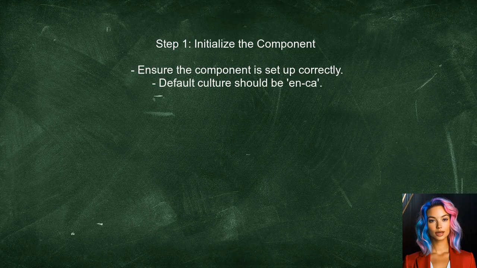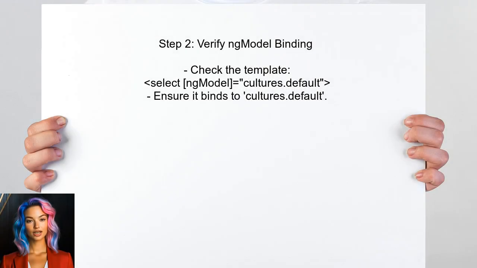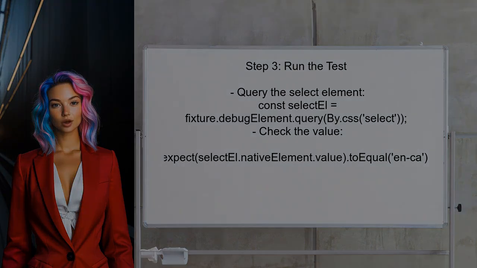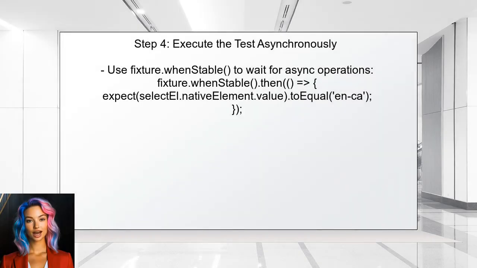To begin testing the default value in the select dropdown, the user should ensure that the component is properly initialized with the correct default culture value. Next, the user should check that the select element is bound to the correct model. This is done using Angular's ng-model directive in the template. After confirming the binding, the user should run the test to check if the select element reflects the default value. This involves querying the select element and checking its value. Finally, the user should ensure that the test is executed within the Angular testing framework, allowing for asynchronous operations to complete before making assertions.